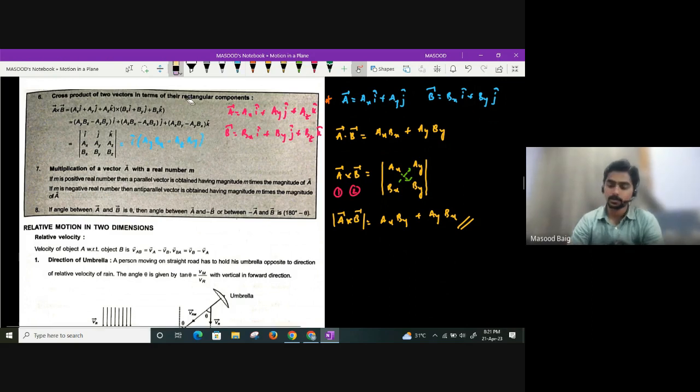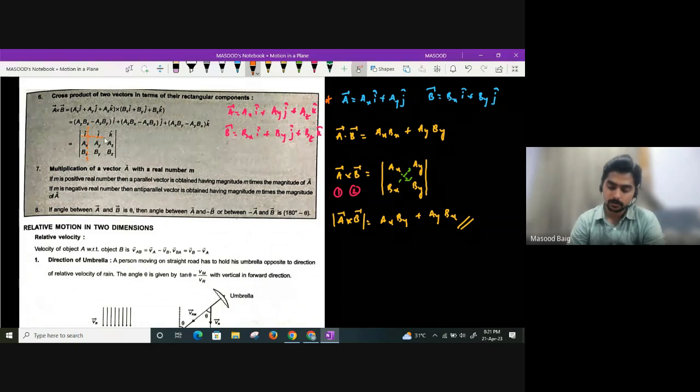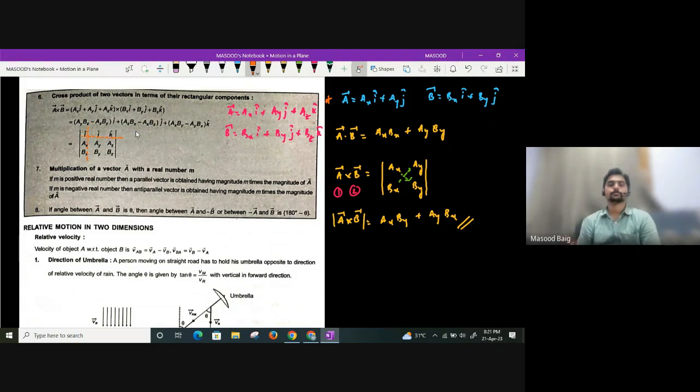Yes or no? I don't think it is visible here. So how can we perform crisscross, guys, again? If you want to find X component, I will block the X component. What are the elements left out? AY, BZ minus AZ, BY. Did I get AY, BZ minus AZ, BY?